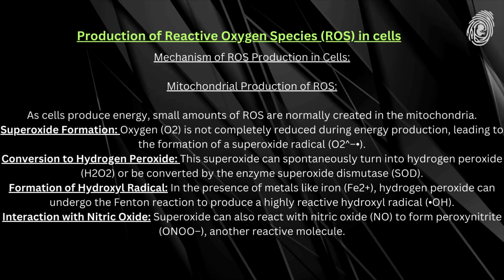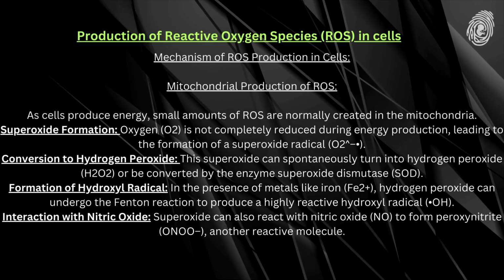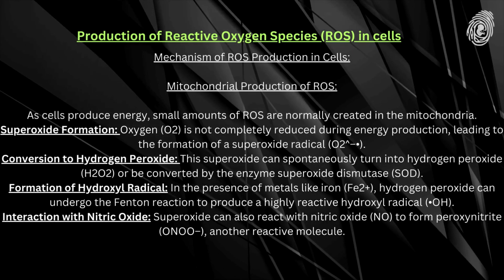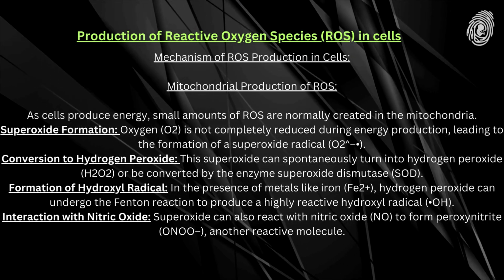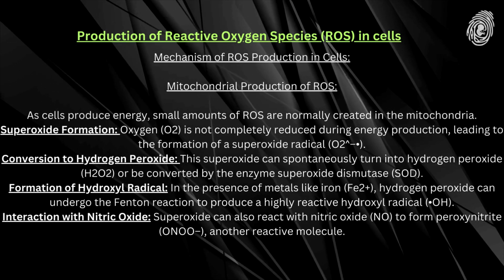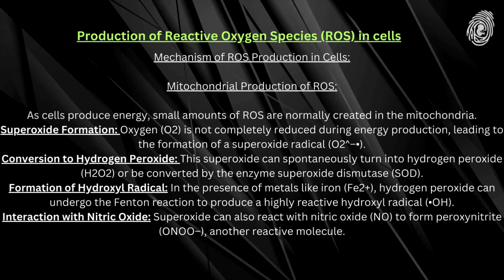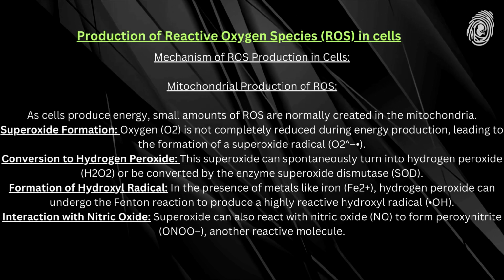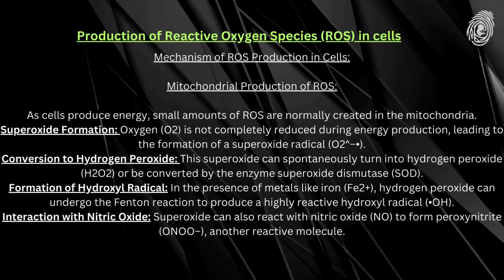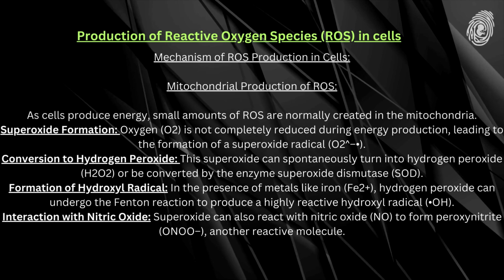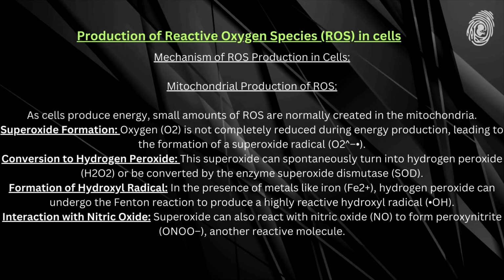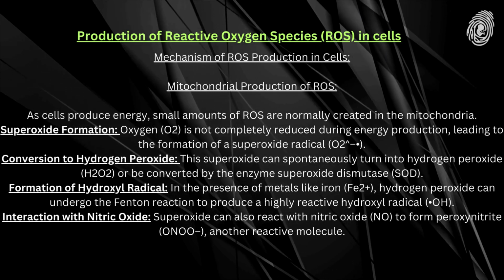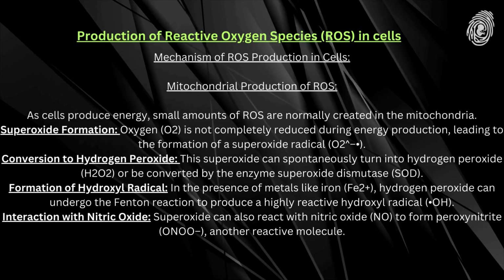Conversion to hydrogen peroxide: this superoxide can spontaneously turn into hydrogen peroxide, H2O2, or be converted by the enzyme superoxide dismutase, SOD. Formation of hydroxyl radical: in the presence of metals like iron, Fe2+, hydrogen peroxide can undergo the Fenton reaction to produce a highly reactive hydroxyl radical. Interaction with nitric oxide: superoxide can also react with nitric oxide, NO, to form peroxynitrite, another reactive molecule.